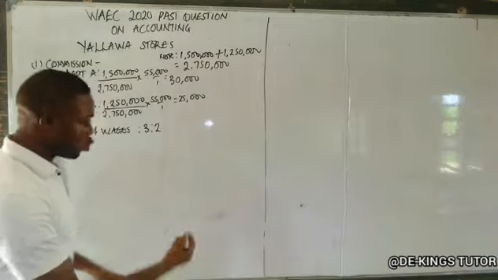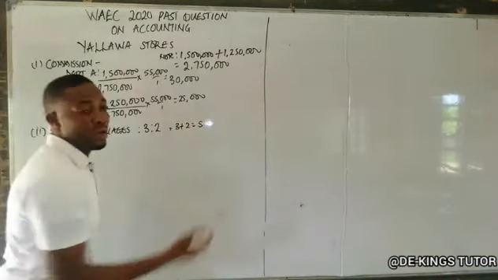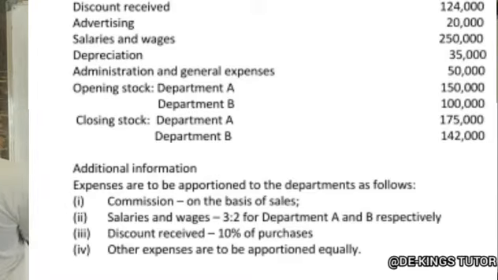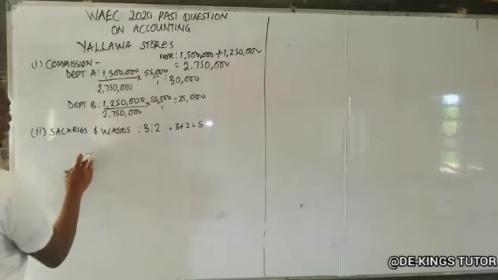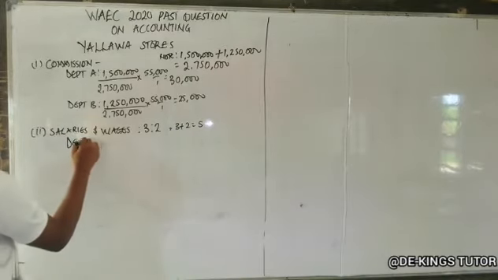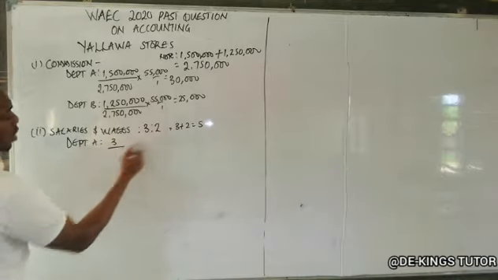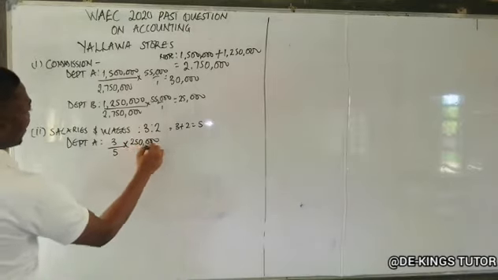So what do we do? Check in the expenses. The amount for salaries and wages is 250,000. So for Department A, it is 3 over the total, which is 5, times 250,000, the amount for the salary. If you do that, you have 150,000.